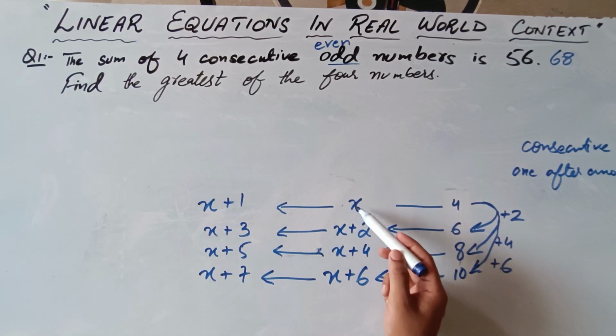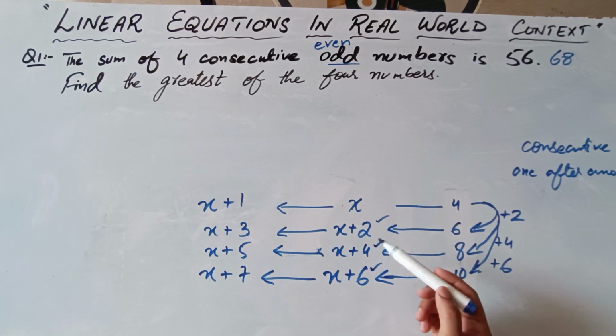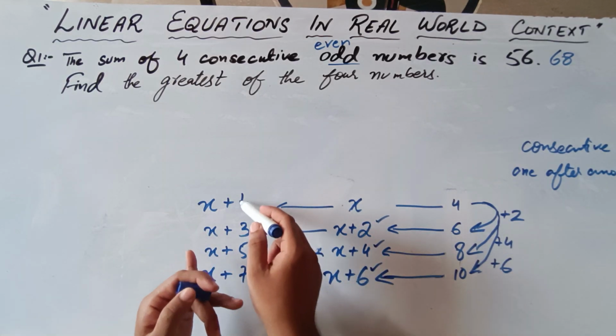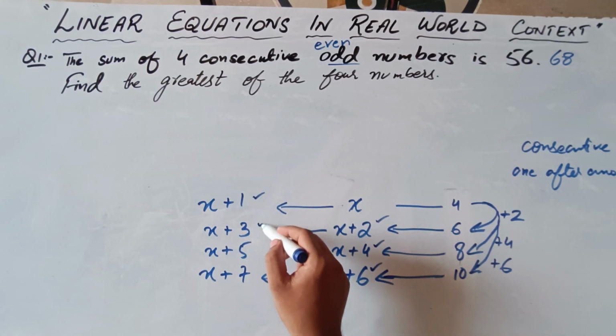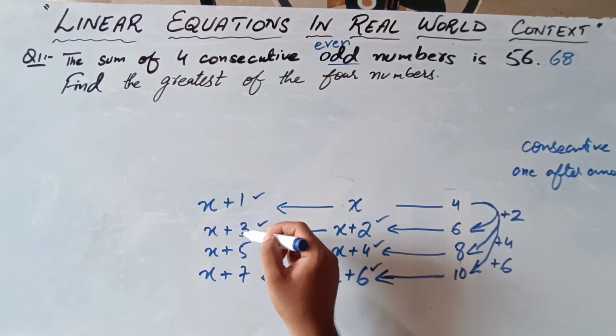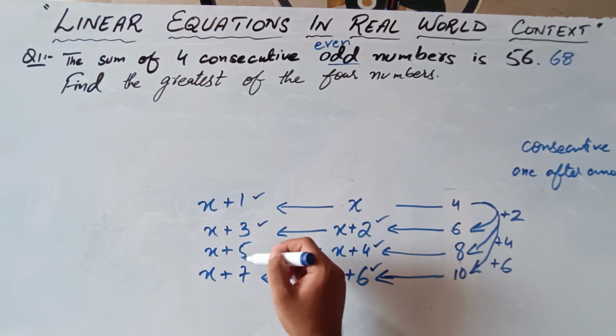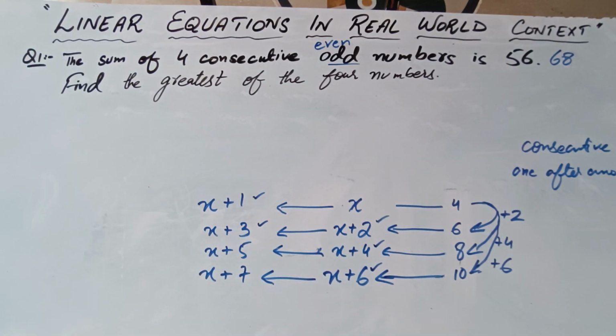Or if we are considering x as the first even number, it would remain x plus 2, x plus 4, x plus 6. But if we are considering x plus 1 as the first even number, then after x plus 1 the next even number will be, the gap will remain the same. We will add 2 each time to get the next even number: x plus 3, x plus 5, x plus 7.